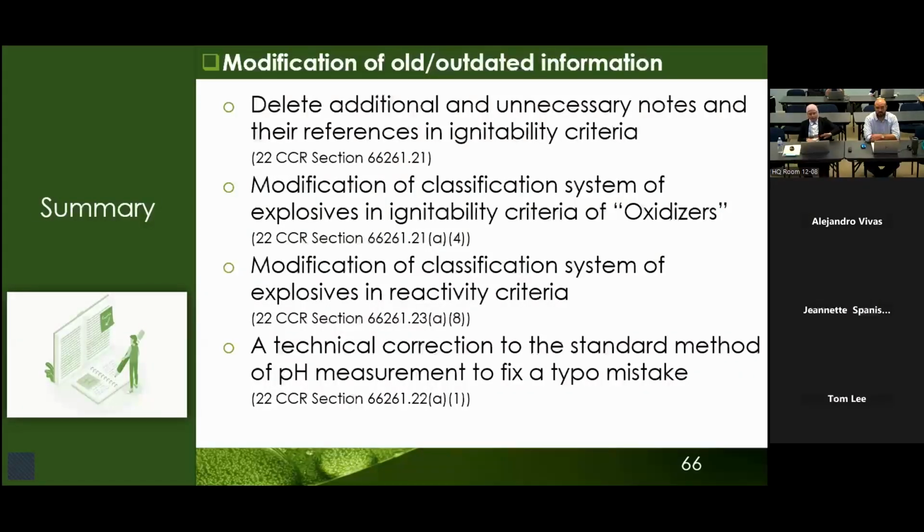So, from adding new test methods to removing outdated notes and even fixing small things like typos, we have covered each of these changes in detail today. Keep in mind, implementing these modifications will require a full rule-making process, which will take some time to complete. DTSC recommendation to modify some subsections on ignitability and reactivity criteria will ensure that California regulatory requirements are current, aligned with current federal standards, and are reflective of advancements in science and technology.